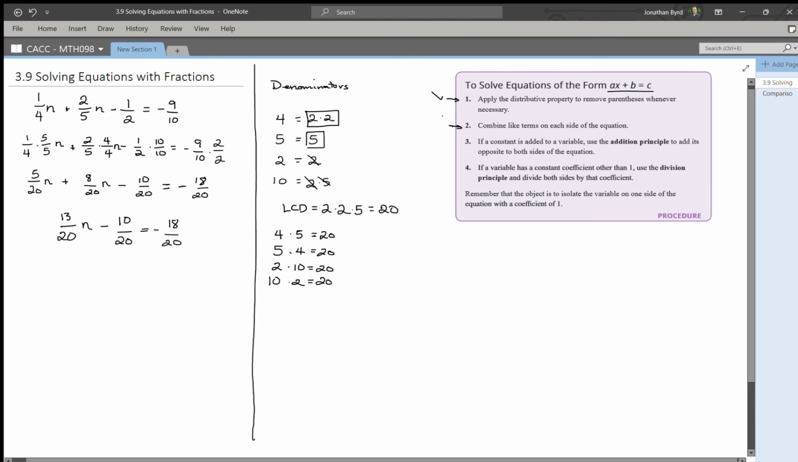Now then, looking for a constant that is added or subtracted from the variable. In this case, it's minus 10/20. And again, I want to do the opposite operation. So right now, negative 10/20, that's subtraction. So if I wanted to do the opposite operation of that, I would add 10 over 20. Now, I can't do that to just the left side. I have to do it to both sides. So the negative 18 over 20 is going to have plus 10/20 as well.